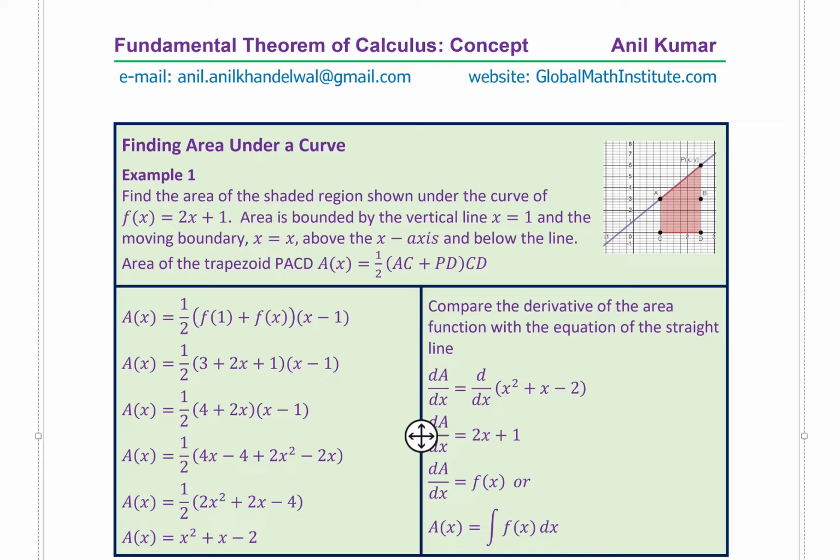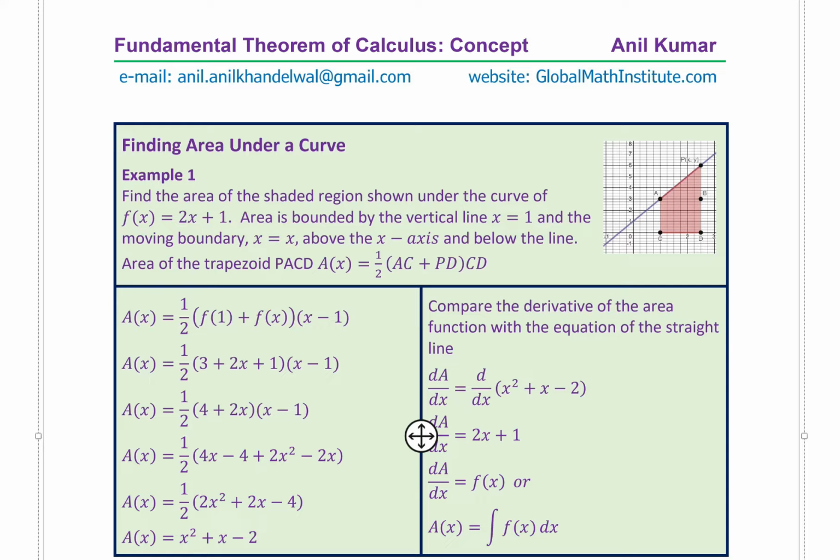So we have taken a very simple example. We'll consider a straight line and find the area under the curve between 2 points. So the example here is, find the area of the shaded region shown under the curve of f of x equals 2x plus 1. The area is bounded by the vertical line x equals 1 and the moving boundary x equals x, above the x-axis and below the line, right? So that is the concept.